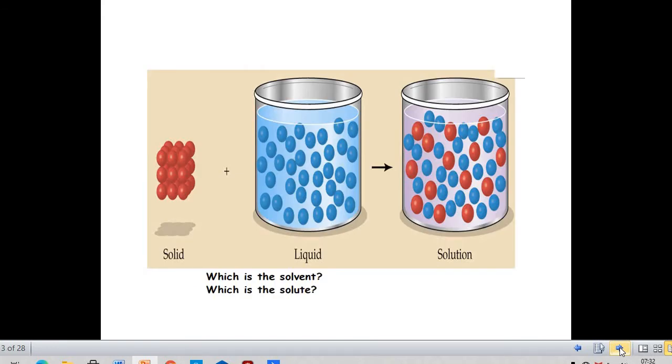If you look at this diagram, you're starting with a solid, so that could be something like sugar or salt. You've then got a beaker of liquid. Easiest thing to think about is water. And then you end up with a solution. Now, which is the solvent and which is the solute? You're going back to your year 7 work now. So the liquid is the solvent and the solid is the solute.